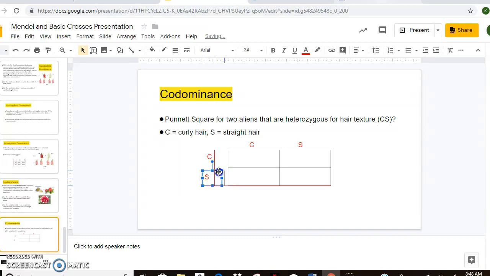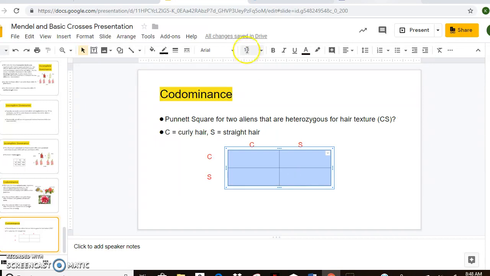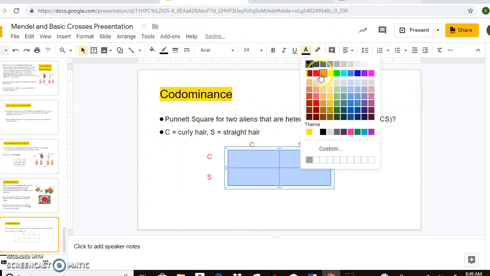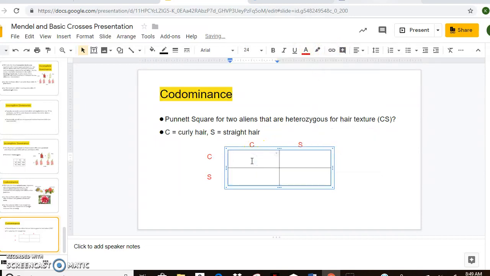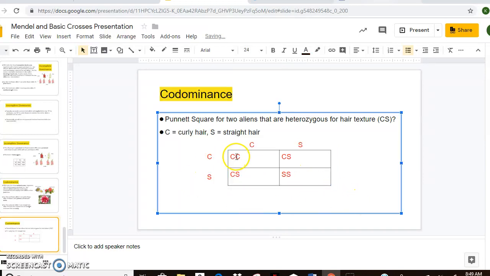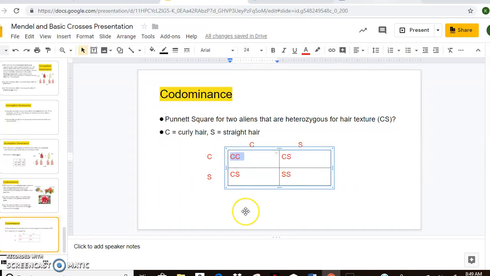All right, and that is going to result in offspring that have the following genotypes. This one right here will be CC, this one will be CS, this one will also be CS, and this one will be SS. So 25% or a quarter of their children are going to have totally curly hair.